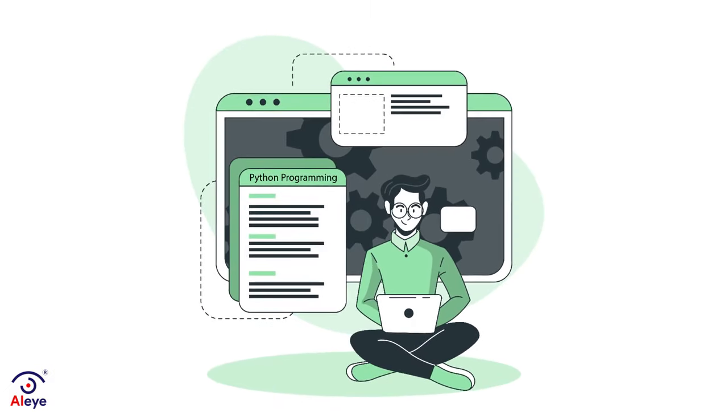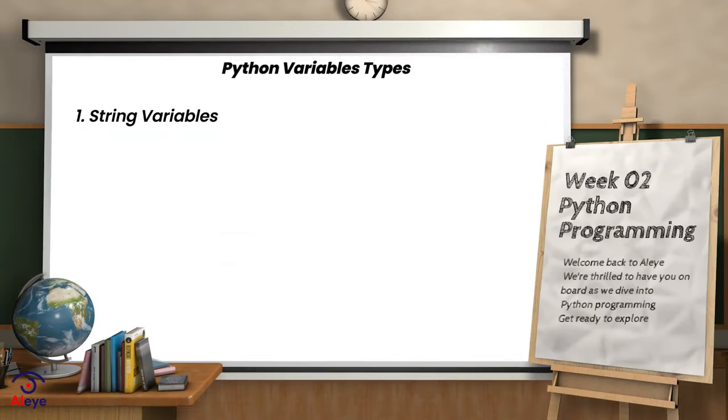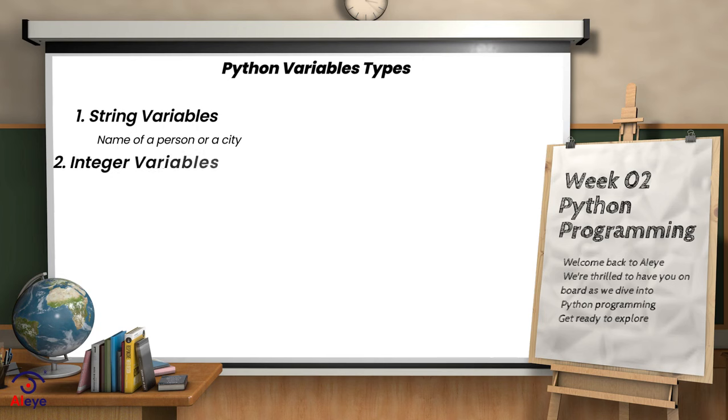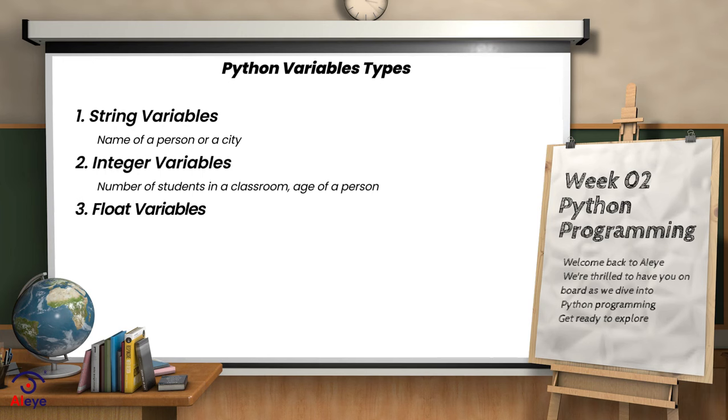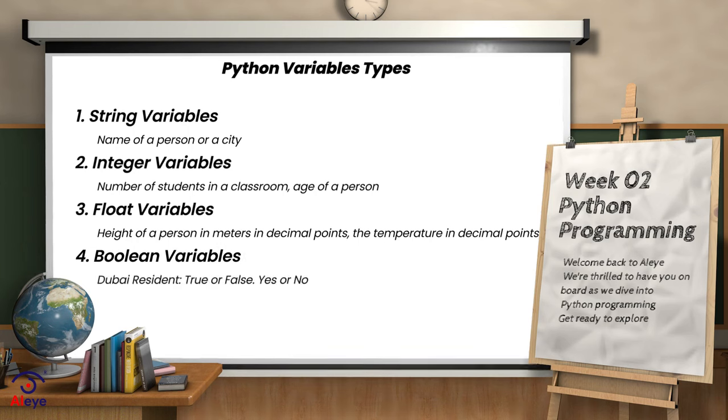In Python programming, different types of data are identified as variable types. String variables: name of a person or a city. Integer variables: number of students in a classroom, age of a person. Float variables: height of a person in meters in decimal points, the temperature in decimal points. Boolean variables: Dubai resident, true or false? Yes or no?